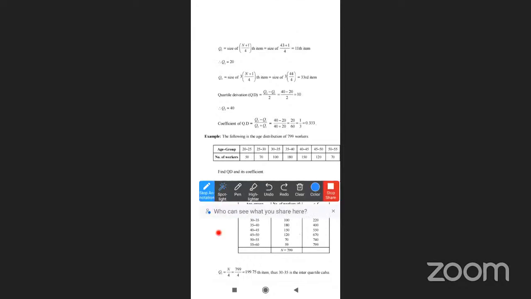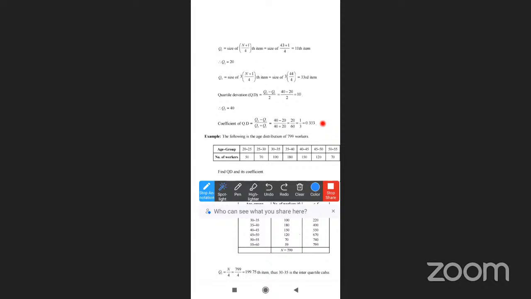So here is one mistake. This Q3 is equal to 40. Now, next, quartile deviation QD is equal to (Q3 minus Q1) by 2, that is (40 minus 20) by 2, equal to 10. So coefficient of QD is equal to (Q3 minus Q1) by (Q3 plus Q1), that is (40 minus 20) by (40 plus 20), that is 20 by 60, that is 1 by 3, equals 0.333.